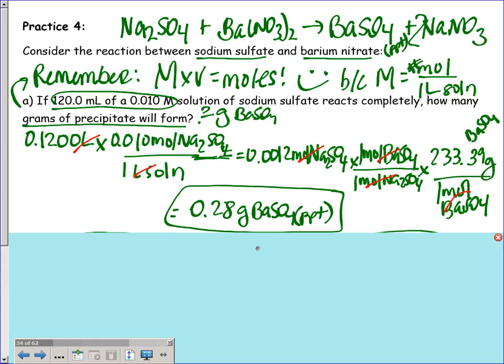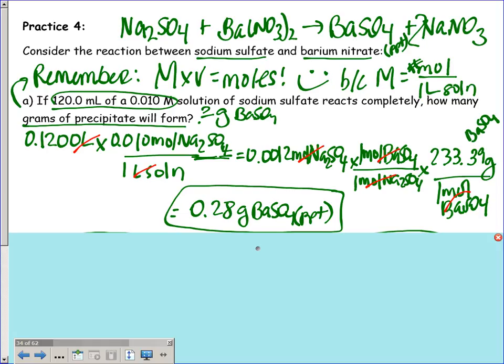For your liters, I took 120 mL to liters, so that's 0.120 times the molarity. The liters cancel. I took my moles of sodium sulfate, which is what I started with in my problem. So you got to moles. That's probably the hardest part, because that molarity thing is new for us.